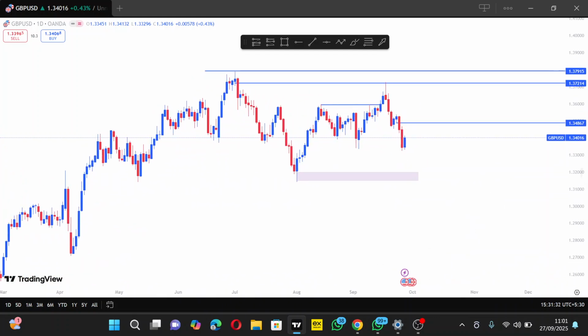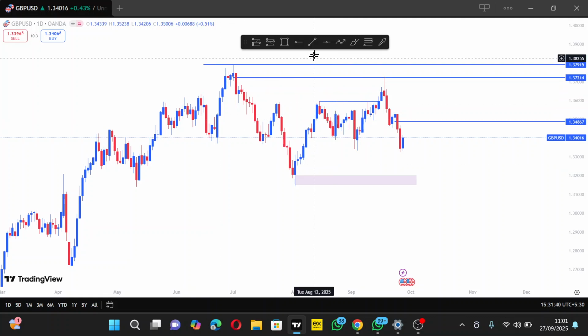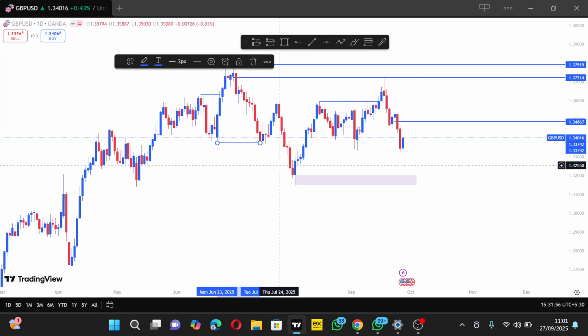Reason being that if I will be looking for buys, I will have to wait for price to get to the zero first before we look for buys again. Because if you observe, there was a break of structure from here. There was a break of structure from here. Now there was a change of character.